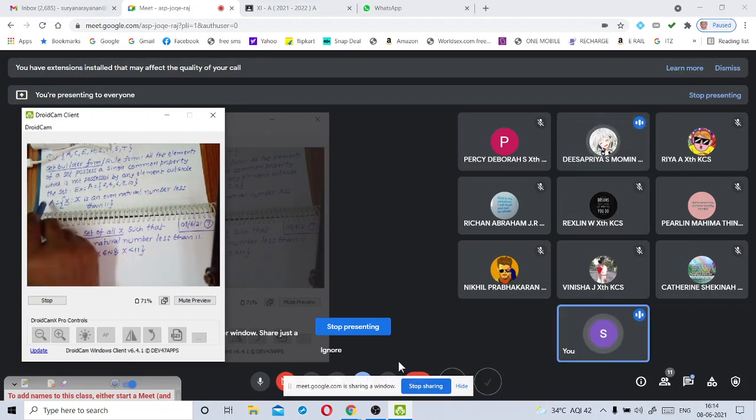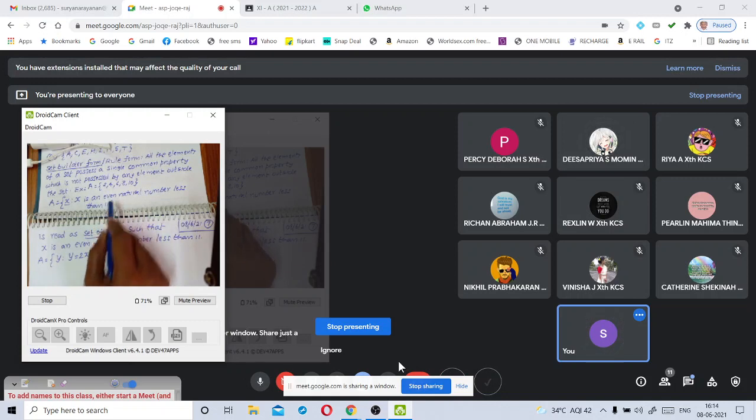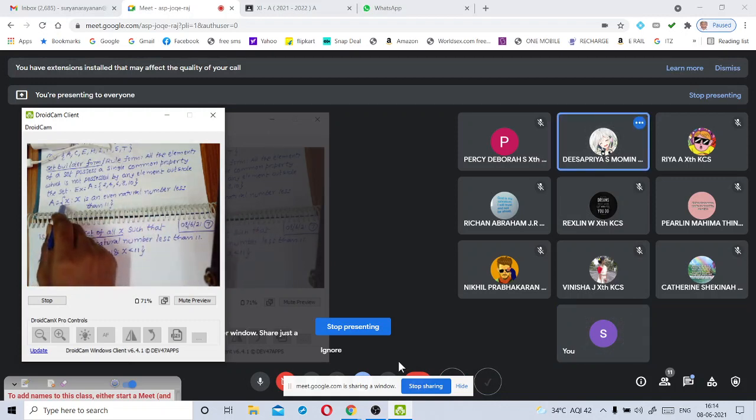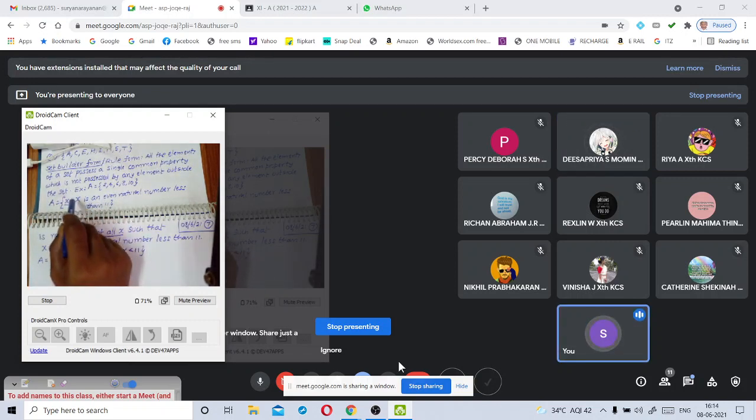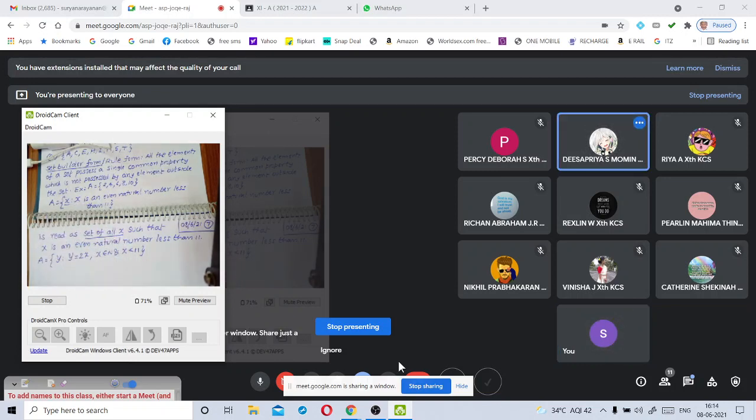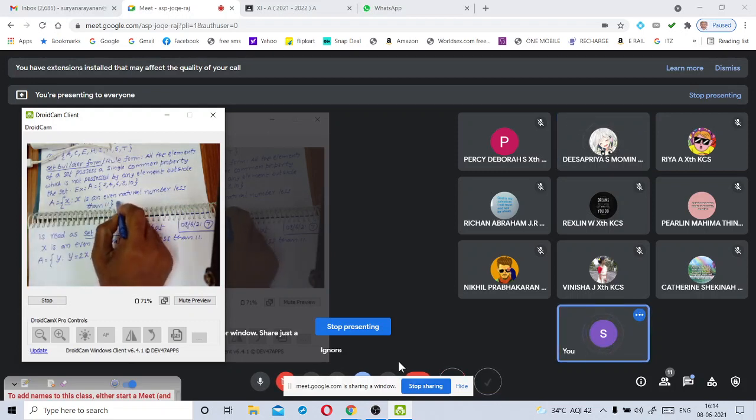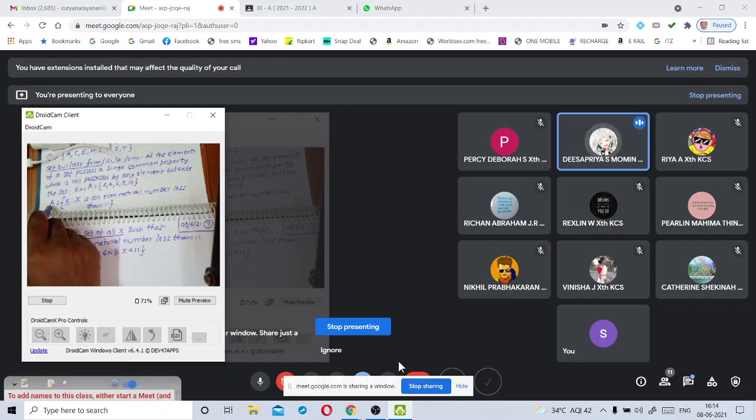Yes, sir. Can you read from here to here? A is equals to... Read. Set of all x. Set of all x. X is an even natural number. No. You forgot these two dots. How do you read these two dots? Such that. Very good. X is an even natural number less than 11. Repeat the same one more time. A is equal to set of all x such that x is an even natural number less than 11.